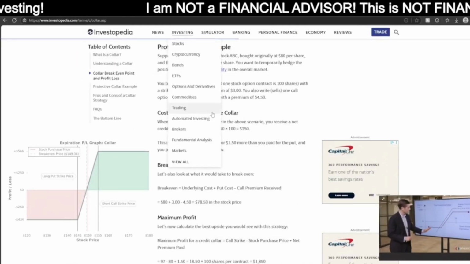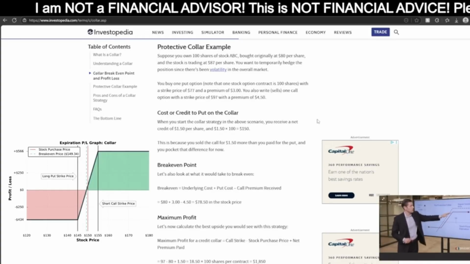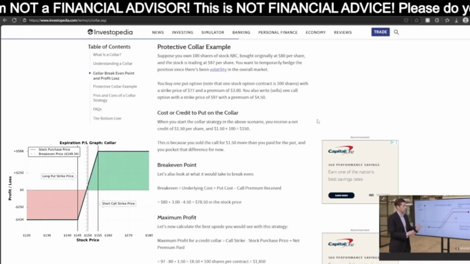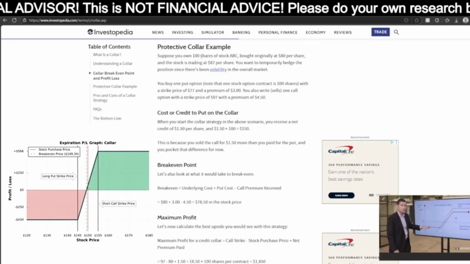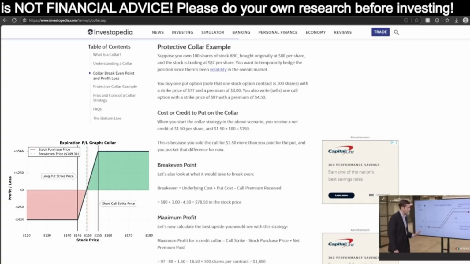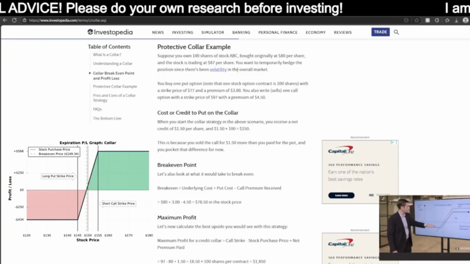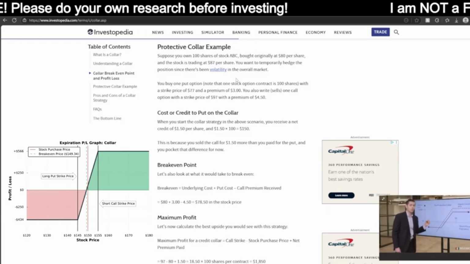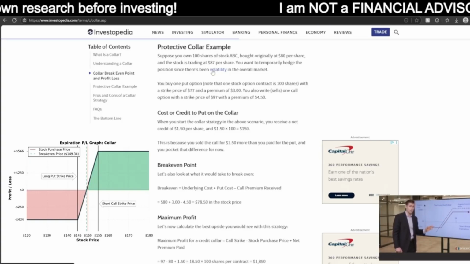I'll break it down from here. So the first thing I want to show you is an example of what a protective collar option is. Basically, it is used as a hedge in this case. Suppose you own 100 shares of stock ABC, bought originally at $80 per share, and it's currently trading at $87 per share. So you've already made $700 on the 100 shares. You want to temporarily hedge the position since there's been volatility in the overall market.